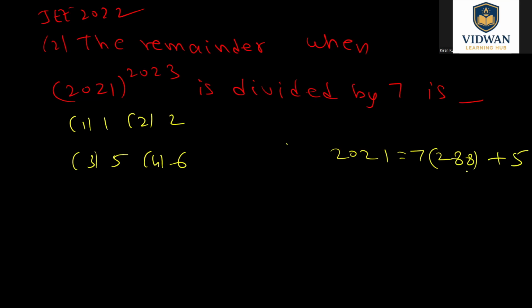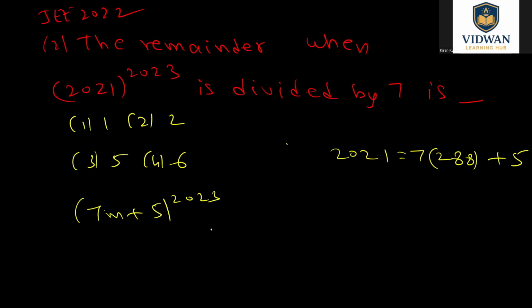So 2021 can be written like this: multiple of 7 plus 5. So in general, instead of writing the big number, I'll just call it some 7m plus 5, whole power 2023. This m can be any number.